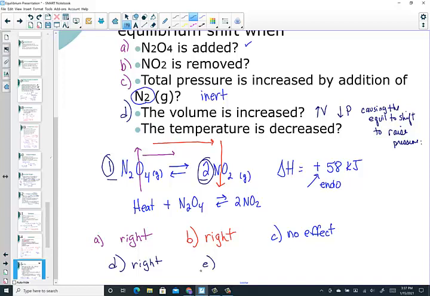Letter E, temperature is decreased. Now this is very specific to the temperature. If the temperature drops, think of that as removal of heat on the left side of your arrow. Therefore, you're going to want to make more heat, and therefore the equilibrium will shift to the left.